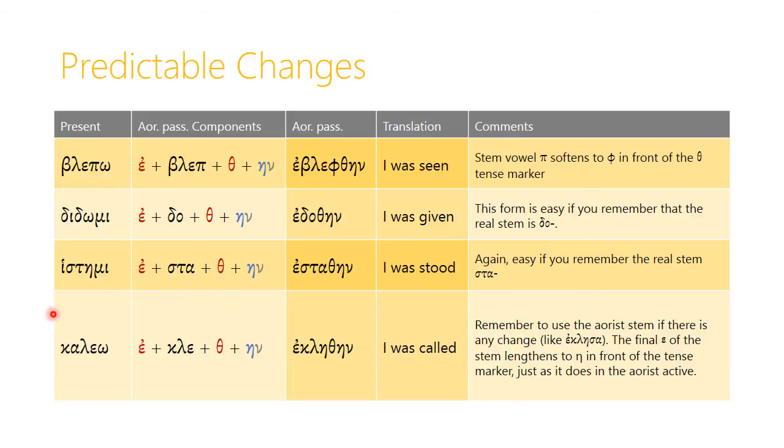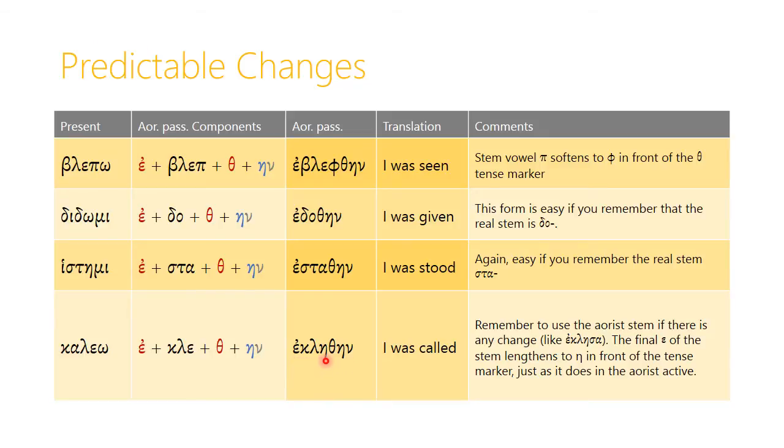With kaleo, we run into a slightly different issue, and that is that there was stem change in the first aorist form, ekalesa. So instead of kalesa, the alpha dropped out in the first aorist, and we got an aorist stem that was just kle. When there's stem change like that in the aorist active, whether the verb was a first aorist active or a second aorist active, usually we're going to use that changed aorist stem in the aorist passive. So here we're using the kle stem again, and that becomes eklethane.